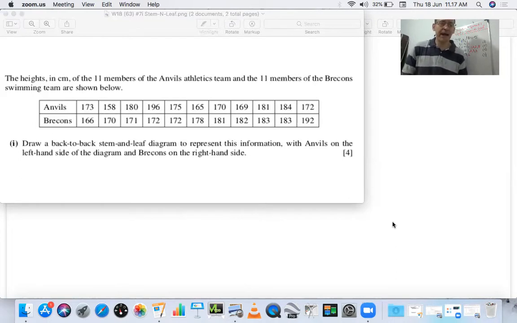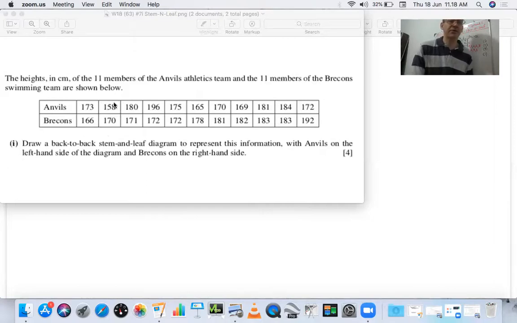It says to draw a back-to-back stem and leaf diagram to represent the information, with Anvils on the left-hand side of the diagram and Brecons on the right-hand side. Generally, it doesn't matter which side you put them on, but here it specifically asks for the Anvils on the left and the Brecons on the right. What you want to look for: notice all the values have that 1, as in 100, in common. So that obviously is going to go in the stem. And with it, you also want the first number that changes. Since these are 3-digit numbers, we'll take 2 digits to put in the stem and the last number to put in the leaf.